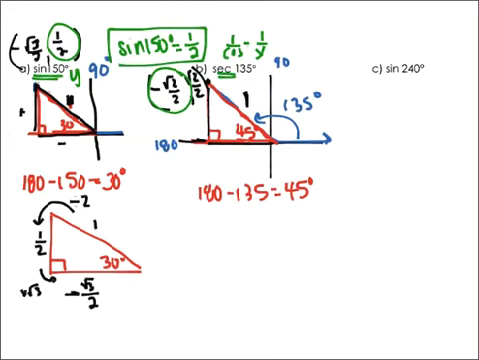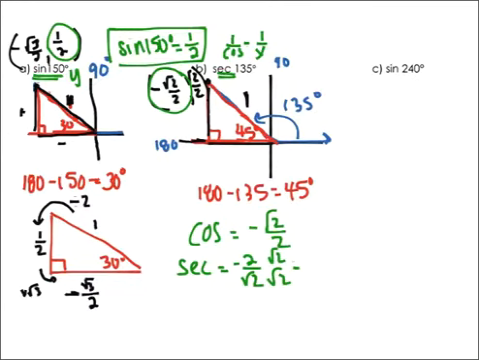All right, so if I know that cosine is equal to negative radical 2 over 2, that would make secant negative 2 over radical 2. Again, I can't leave it like that, so I multiply the top and the bottom by radical 2, and I get negative 2 radical 2 over 2. Lots of 2's. Those simplify, so my final answer, secant of 135, is equal to negative radical 2.